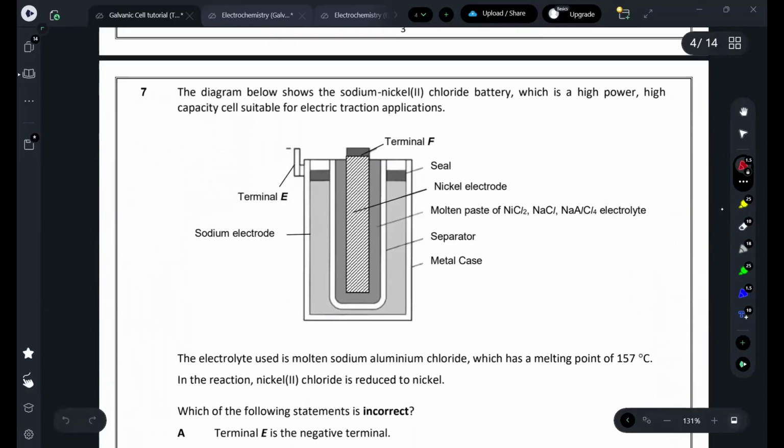Just want to understand the concept. Okay, so here is a sodium nickel chloride battery.